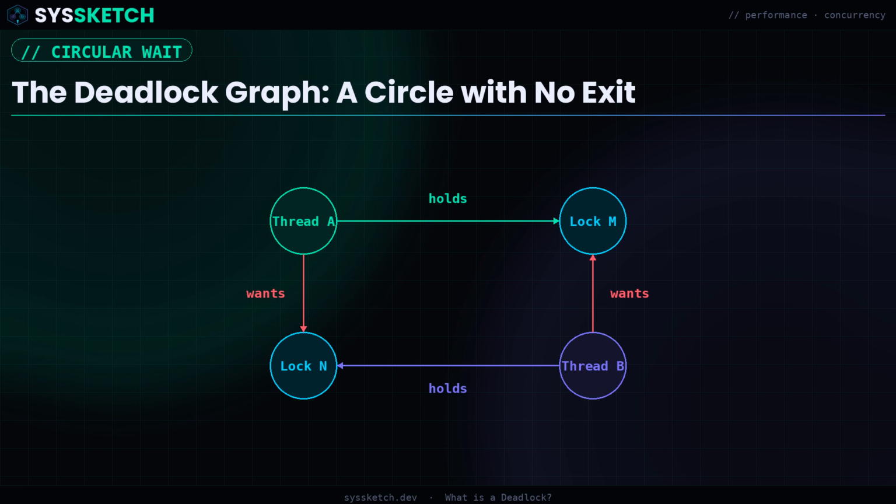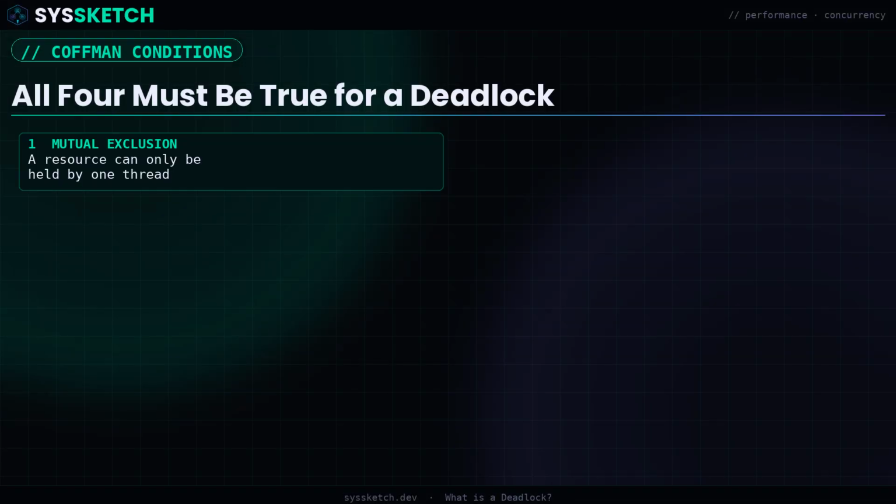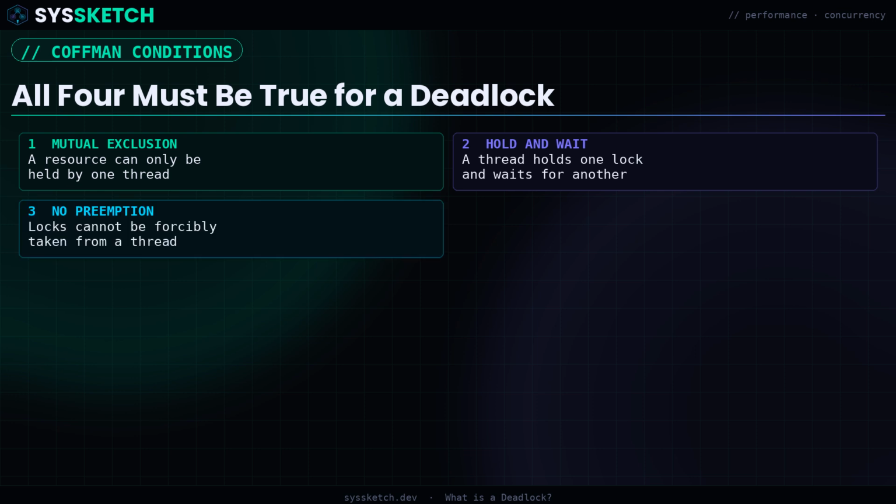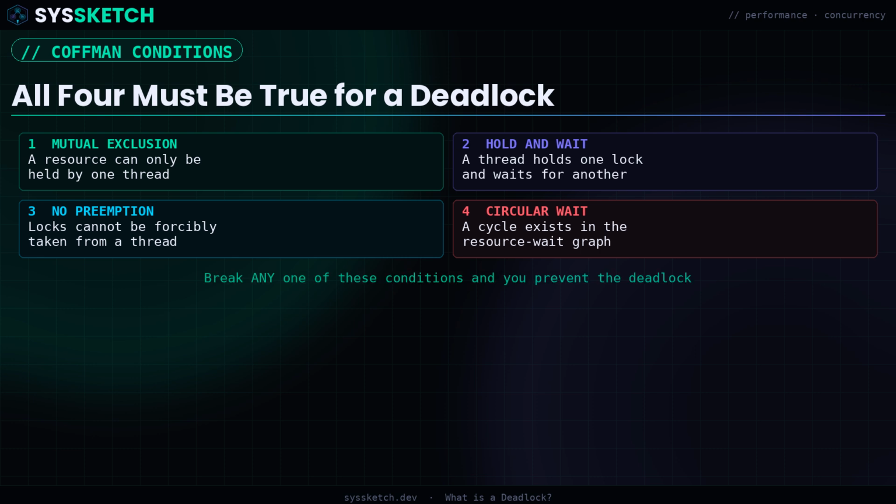First, mutual exclusion. A resource can only be held by one thread at a time. Second, hold and wait. A thread holds at least one lock and is waiting to acquire another. Third, no preemption. You cannot forcibly take a lock away from a thread. Fourth, circular wait. A cycle exists in the wait graph. Remove any single one of these conditions and the deadlock becomes impossible. That is the key insight behind every fix.